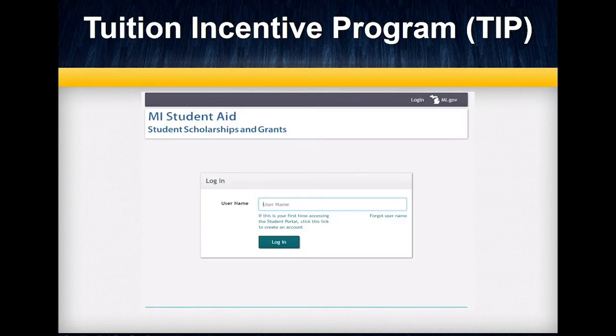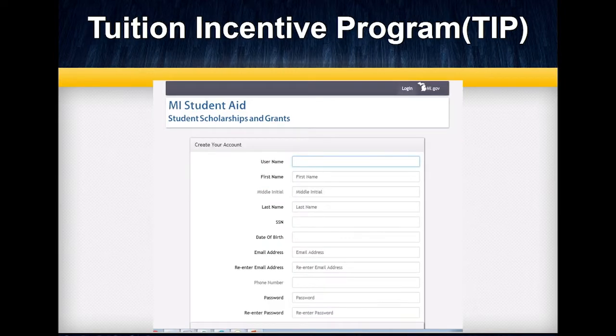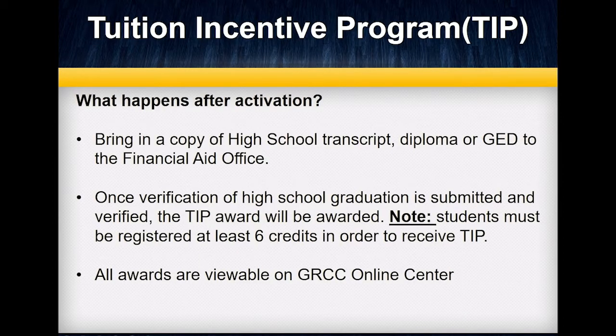For the Tuition Incentive Program, you will go out to the MISSG website and create a login. You will then fill out and create your account, putting your name and information in there. It's important to make sure that you have the correct Social Security number. If you don't have a correct Social Security number, it's okay. We can get that changed. It just seems that it can be a little more difficult if you don't start right out with the correct Social Security number.